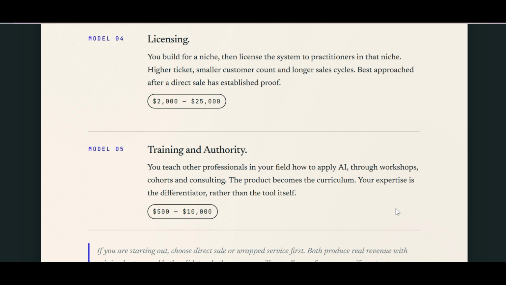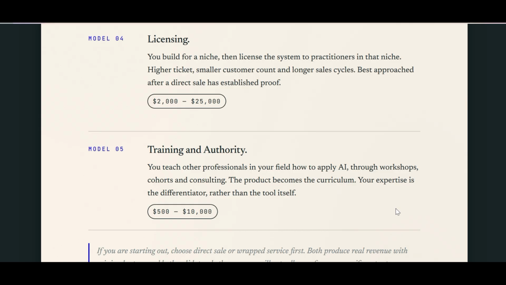Higher ticket, smaller customer count, longer sales cycles. This model works well after a direct sale has established proof that the system produces results worth paying for. Model 5, training and authority, $500 to $10,000.